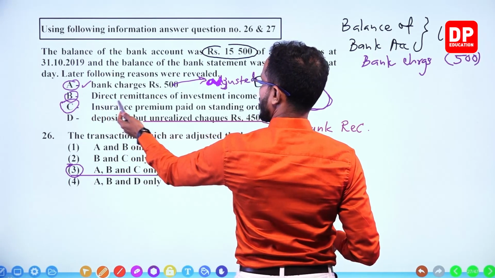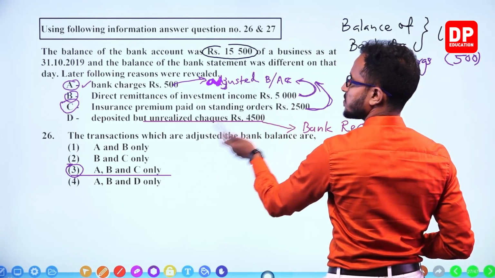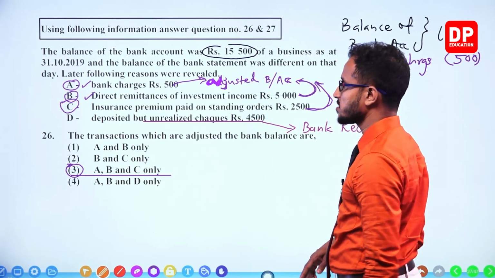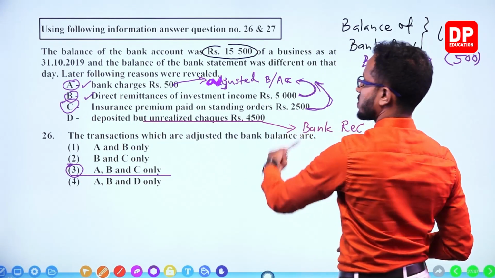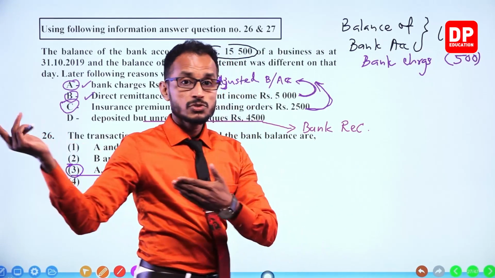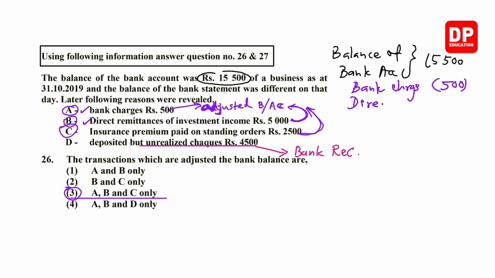Again, direct remittances of investment income received. We don't know that we have received this direct remittance, 5,000. We have received, so added. Direct remit should be added. 5,000.